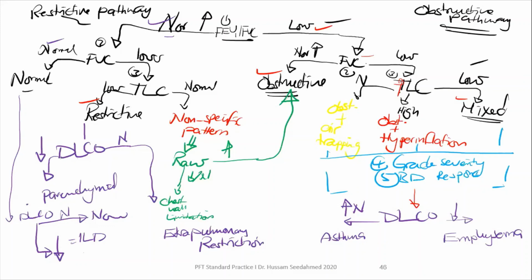So the patient can have normal spirometry with the DLCO decreased. So this is interstitial lung disease. Or it can be vascular, like pulmonary hypertension. It may be pulmonary hypertension.